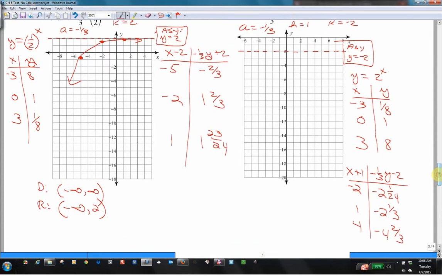So I have a negative 2, a negative 2 and 1/24. So that's going to be about right there. I'm going to have 1, a negative 2 and 1/3, a negative 1, a negative 2 and 1/3. And then I've got 4. Wait a second. Plotted that point wrong. I've got 1, a negative 2 and 1/3. And then I've got 4, a negative 4 2/3.